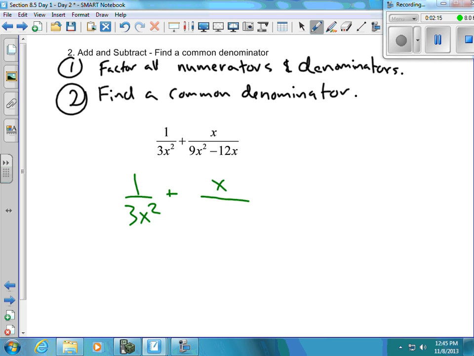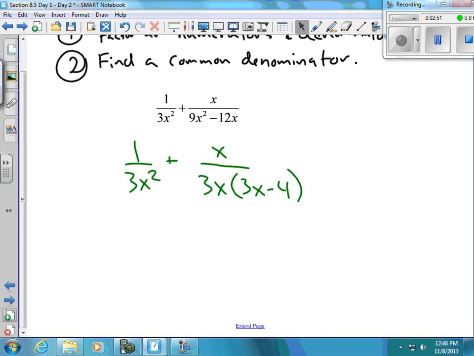Well, how about 9x squared minus 12x? If I look, they both have a common factor between 9 and 12 of 3. Okay? And they both have a common factor of x. So we're going to factor out a 3x. And that leaves us with 9 divided by 3 is 3x. 12 divided by 3 is 4. And then x factored out. So here are our completely factored numerators and denominators.